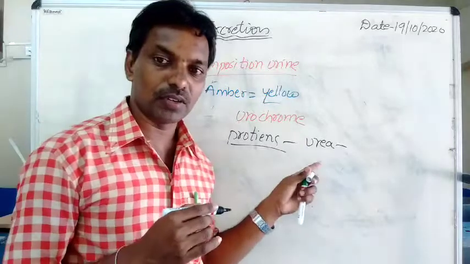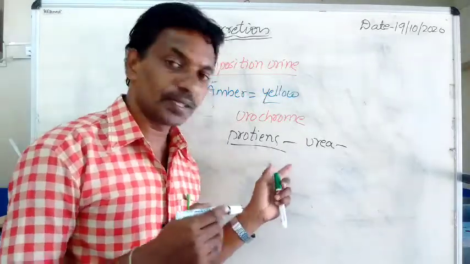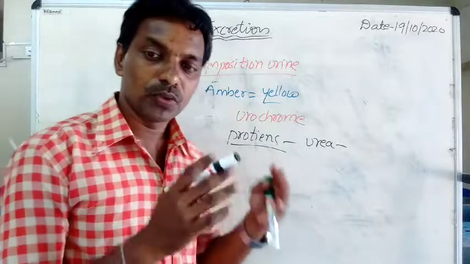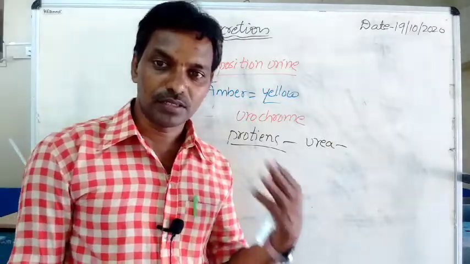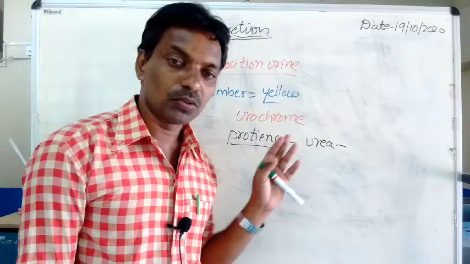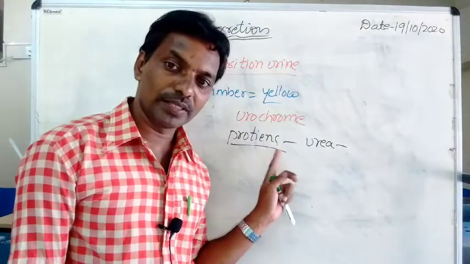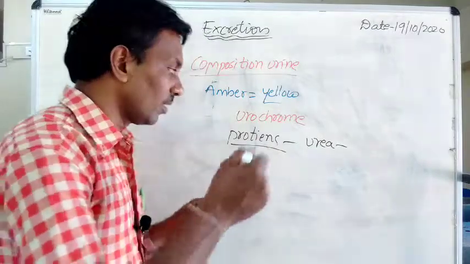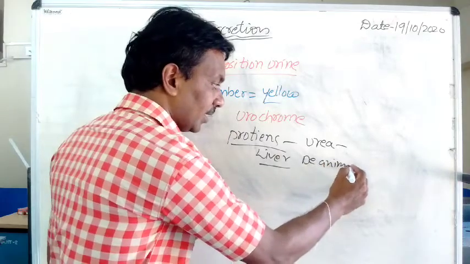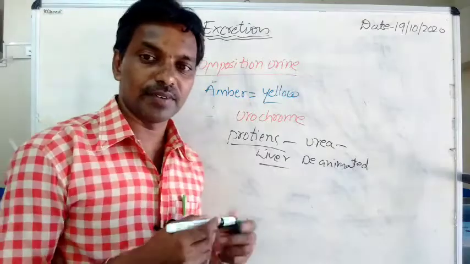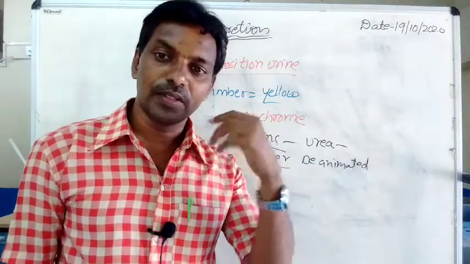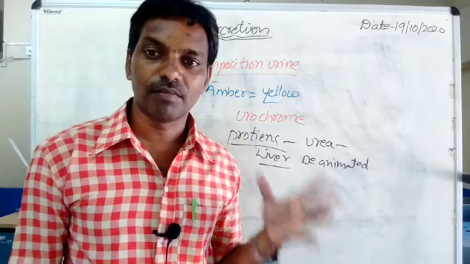Why is more urea present in your urine? Whenever proteins enter the liver, they are deaminated, that is broken down, and changed into urea, which is expelled out by micturition. So urine is sent out from our body. That urea is sent out along with the urine by the micturition process.